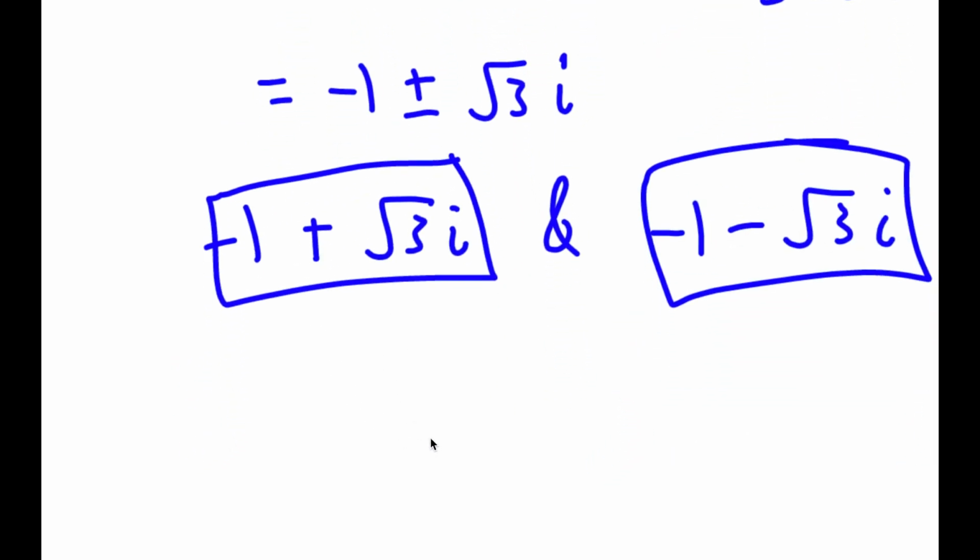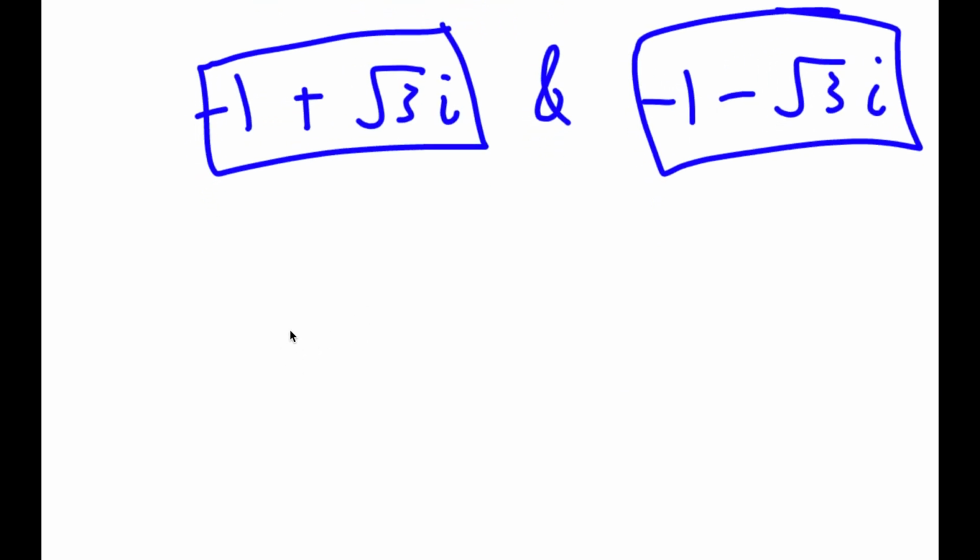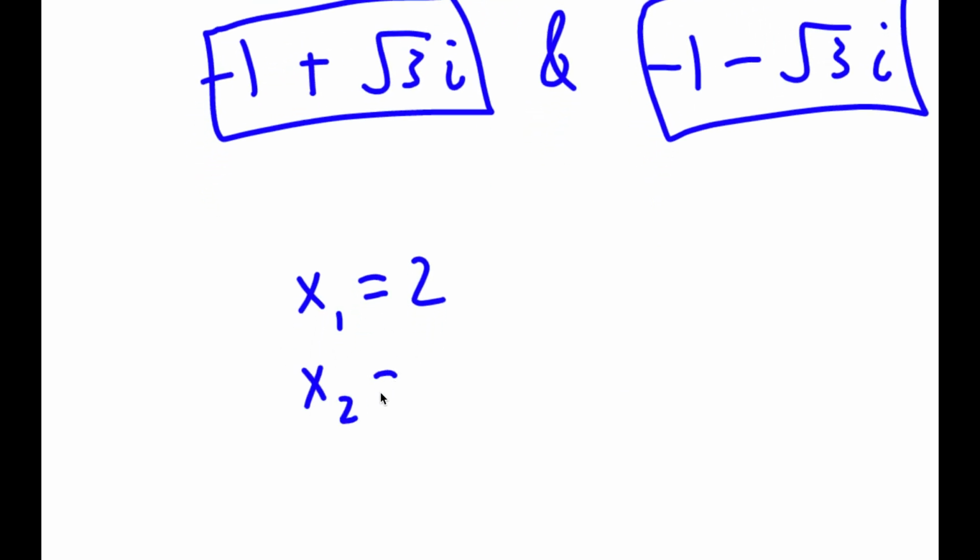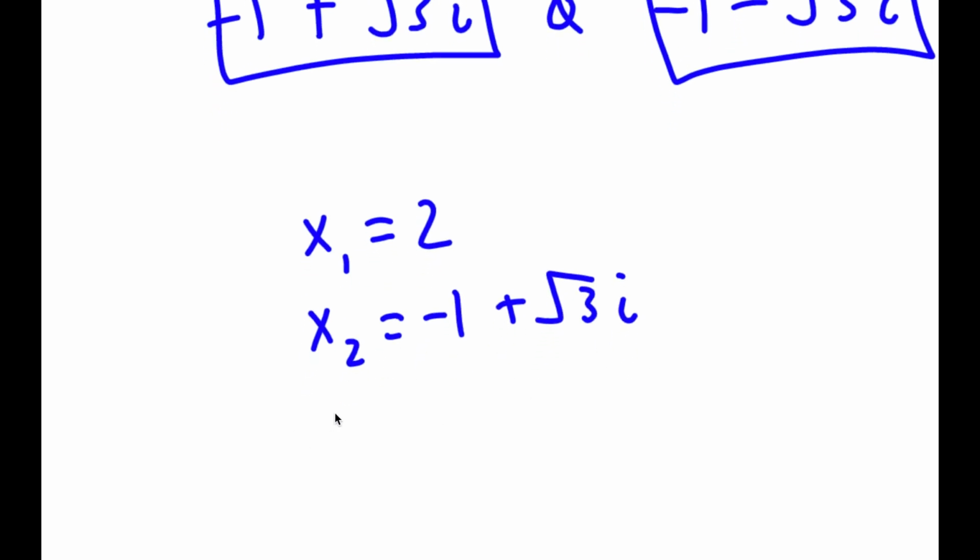So my three solutions are 2, negative 1 plus the square root of 3 i, and negative 1 minus the square root of 3 i.